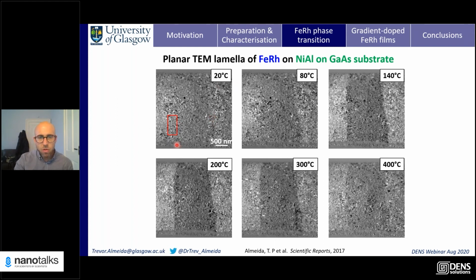But there is a domain wall there, because as we heat it up to 80 degrees and then 140 degrees, we can actually see quite a nice contrast between the domains separated by the domain wall. If we keep heating up to 200 degrees and then 300 degrees and then 400 degrees, we can actually see how the contrast decreases again as we approach the Curie temperature.